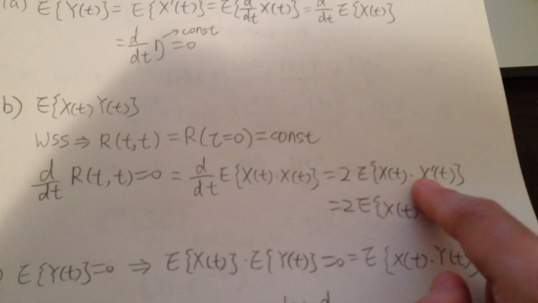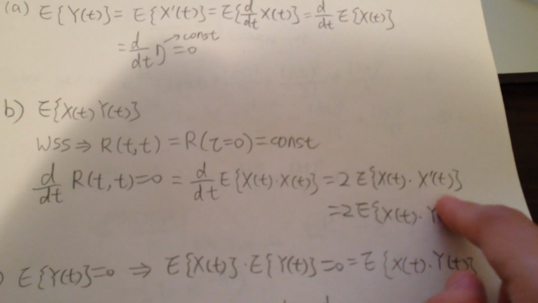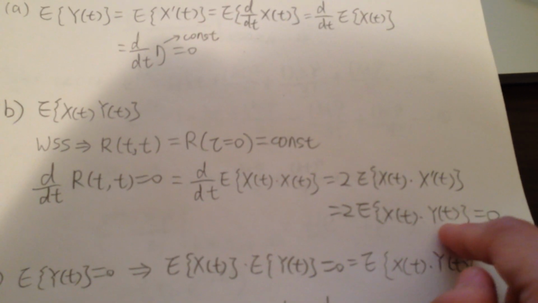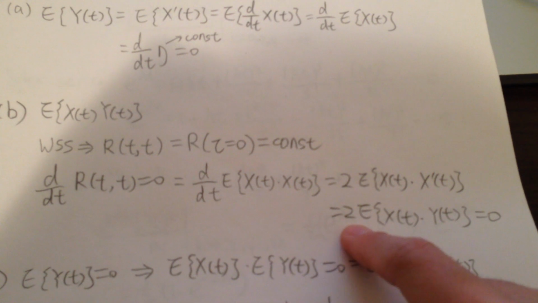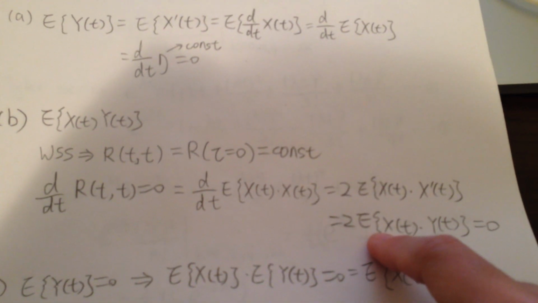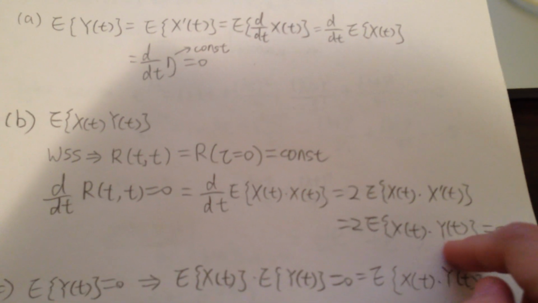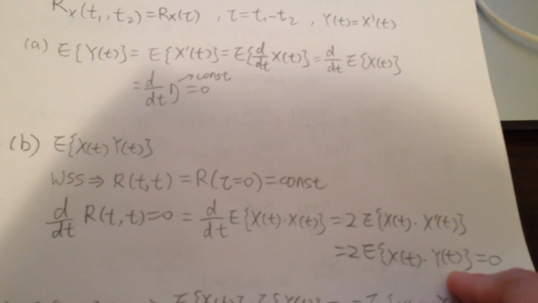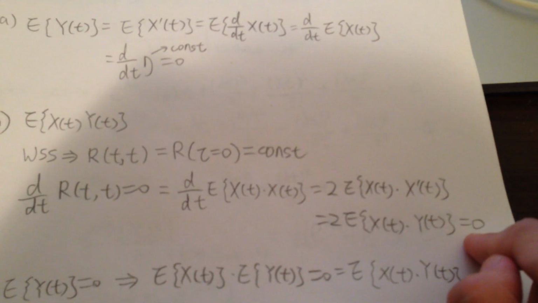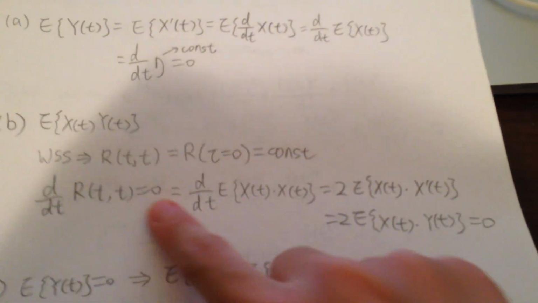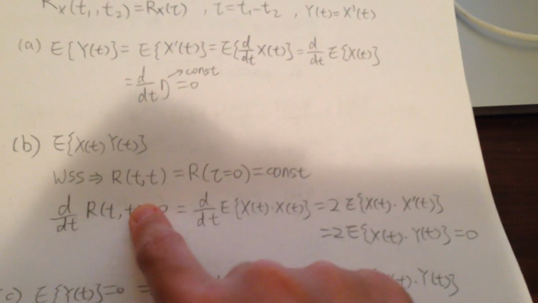Then we already know that x prime of t also equals y of t, and this formula equals 2 times the expectation of x of t times y of t. That should also equal 0 from this part.